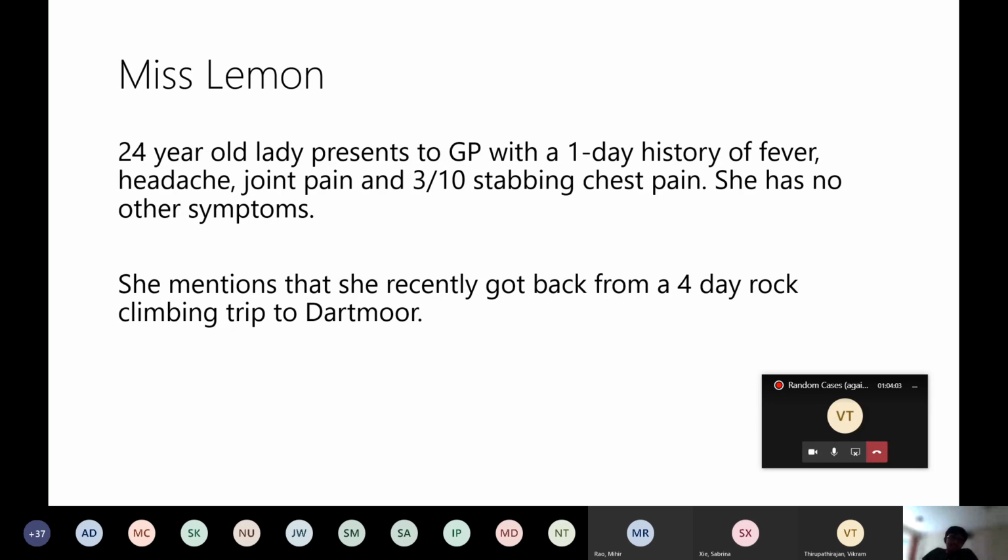Yeah, but the important thing is, in the south of England, all of these national parks have lots of ticks around, and Lyme disease is carried by ticks. But there are other things to consider if she hadn't gone to Dartmoor. So say she hadn't gone to Dartmoor, what else could this be? By the way, this is Lyme disease, but just for the sake of conversation.